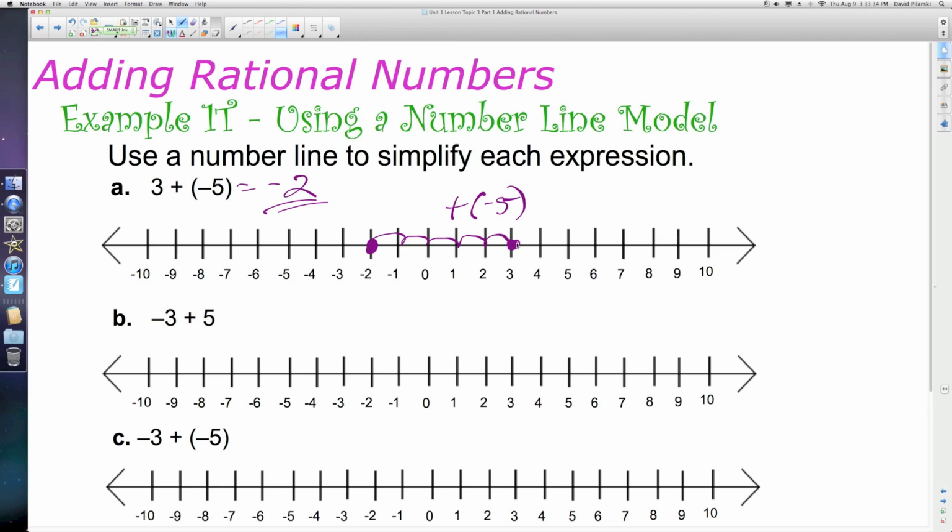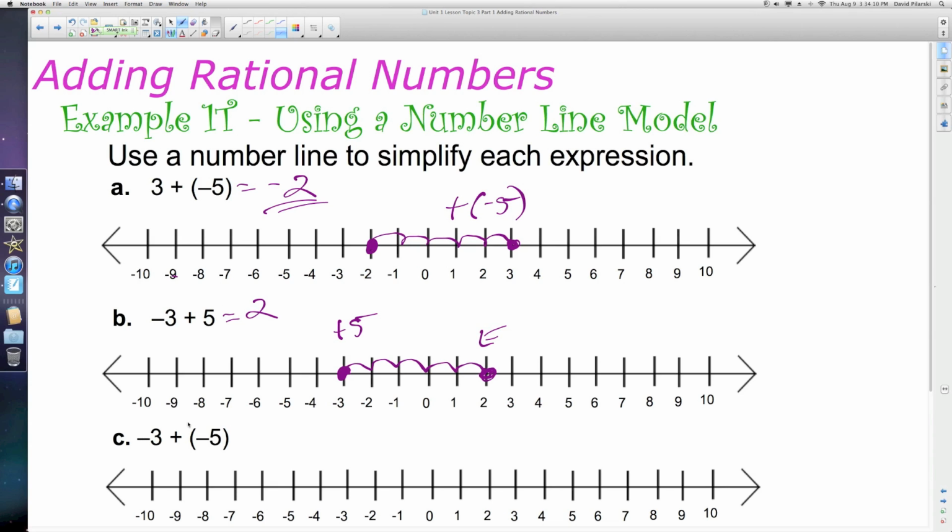So we start at the first number and then we go left or right depending on what the sign of the second number is. Now in Example B, we have negative 3 plus 5. So our starting point in this case is negative 3. That's where we'll start. And then we have to add to that 5. Adding 5 means we go to the right 5: 1, 2, 3, 4, 5. And we end up at a positive 2. So the answer here is 2. And we're going to learn rules about this in a minute, but whichever number has a greater absolute value, that's going to be the sign of the answer.